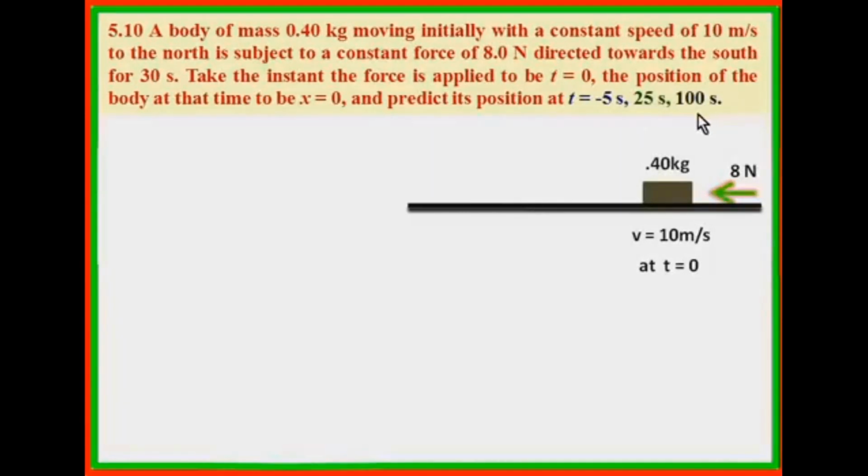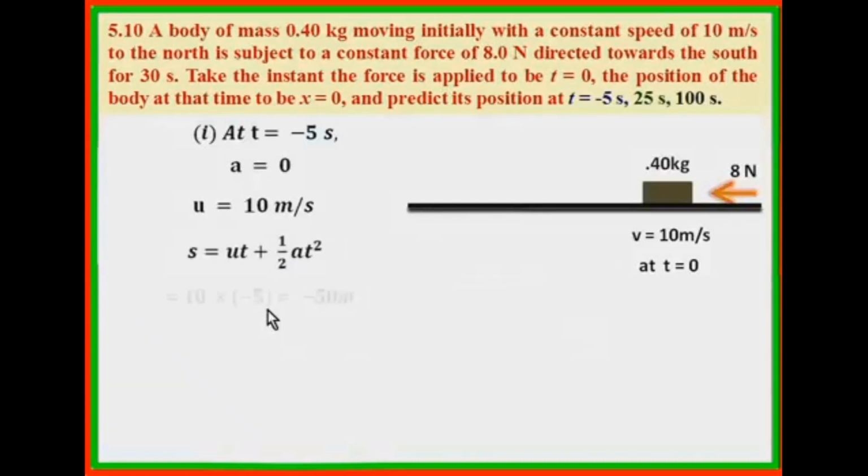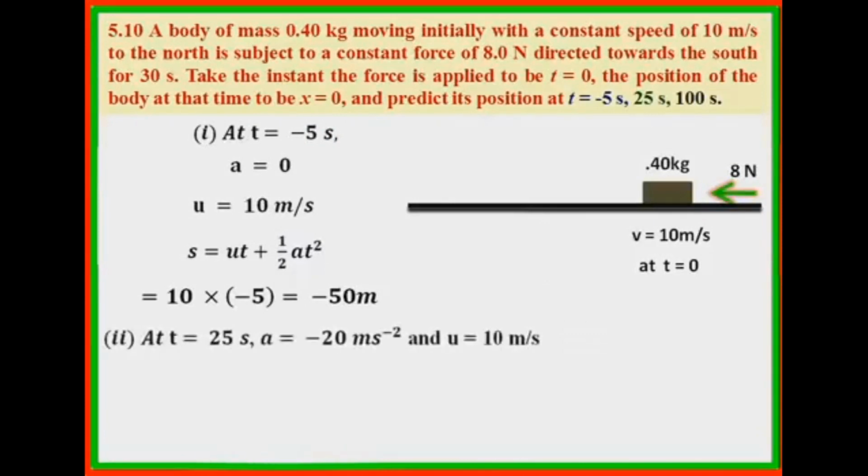We have to find it. If you look at the minus 5 second case, the acceleration will be 0 because we are measuring the time from t equal to 0, so the minus 5 second appears before t equal to 0. That means the object was not yet accelerating, the acceleration is 0 and the initial velocity is 10 meter per second with which it started. By substituting that in the second equation of motion, we get the answer as minus 50 meter.